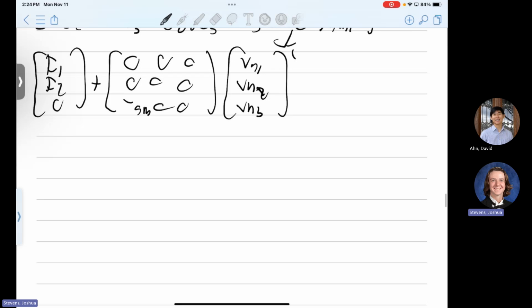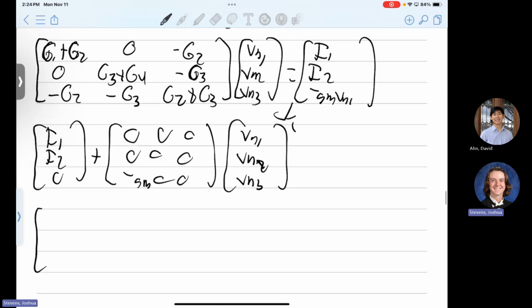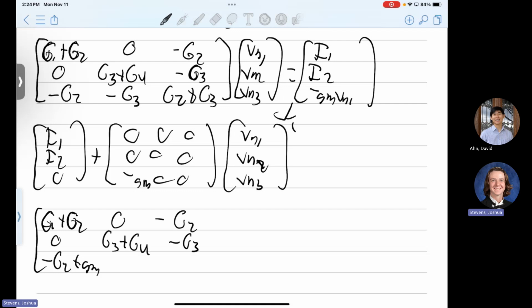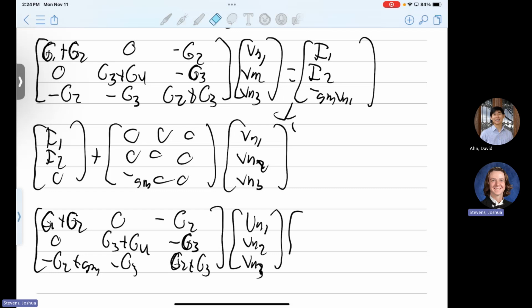Okay. And so that just being added together: G1 plus G2, 0, negative G2; 0, negative G2 plus GM, G3 plus G4, negative G3; G2 plus G3. That times VN1, VN2, VN3 equals I1, I2, and 0.